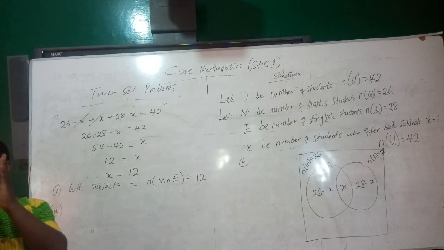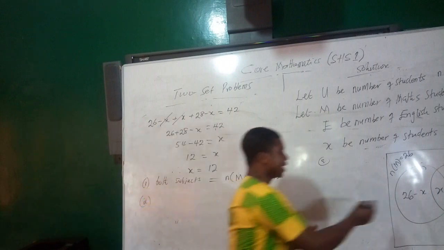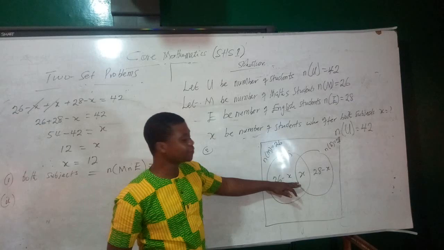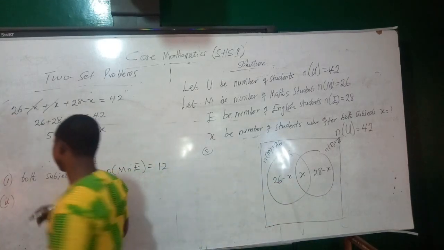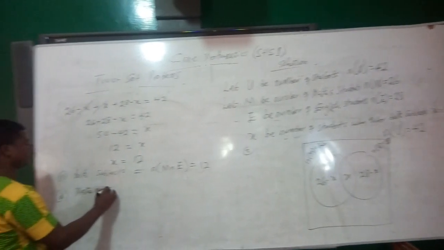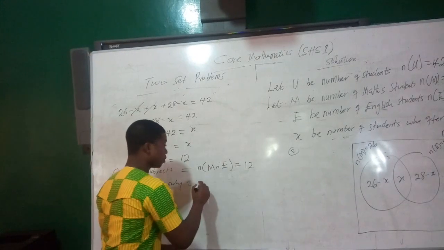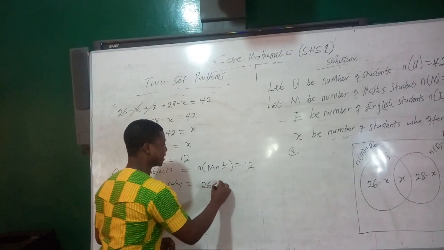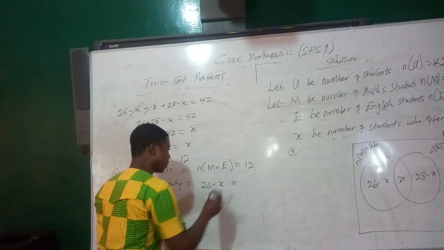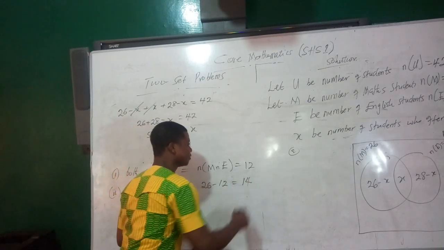Number of students who offer mathematics only. When we started, we said that those who offer this one only is this place, so this place becomes 26 minus x. So mathematics only becomes 26 minus x, and the x is 12. Let me clean the x and bring the 12. And that gives us 14.